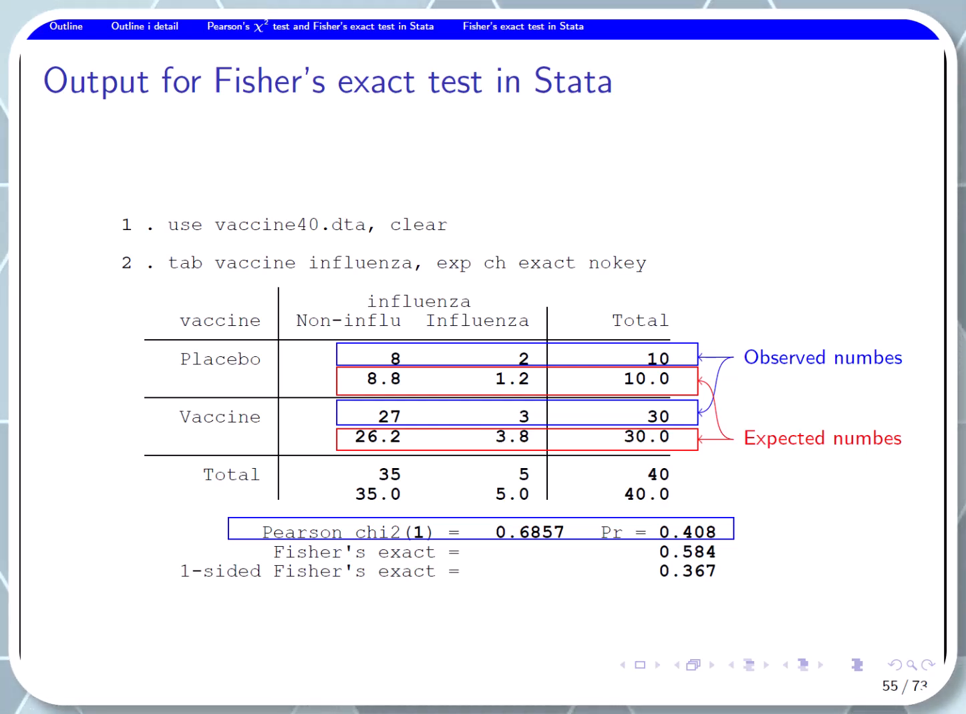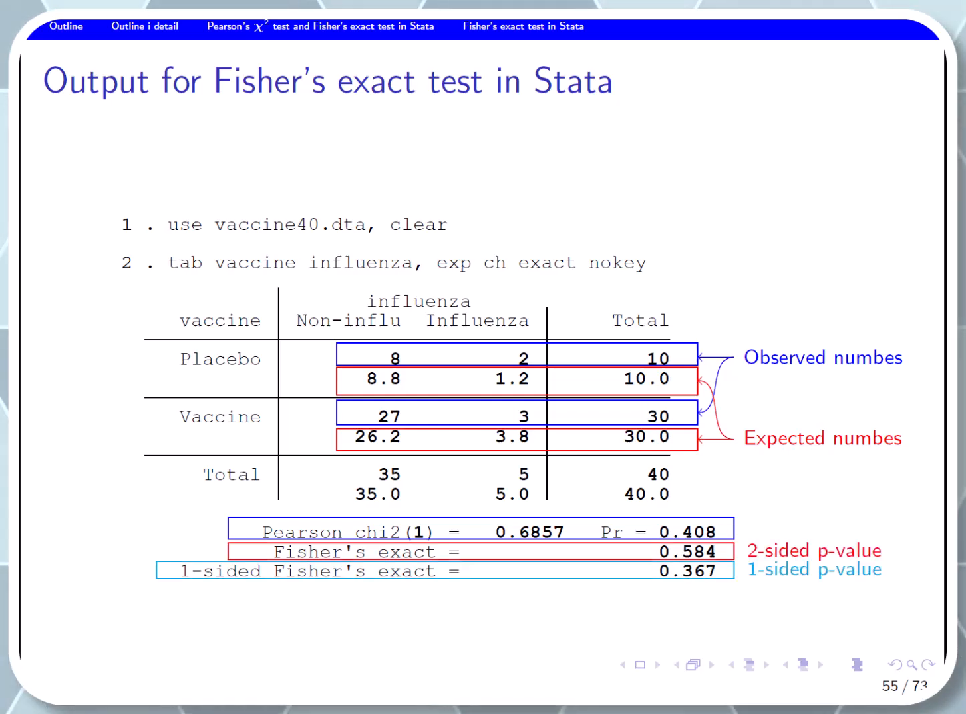Therefore, the option exact was added in the command line. Both two-sided and one-sided Fisher's exact tests are reported. If you are interested in the difference between two-sided and one-sided p-values for Fisher's exact test, please watch the video Fisher's exact test part 5, two-sided and one-sided p-values.